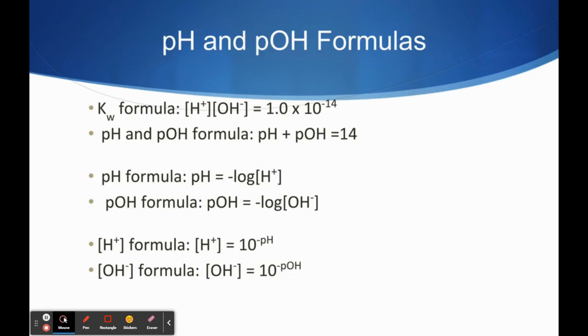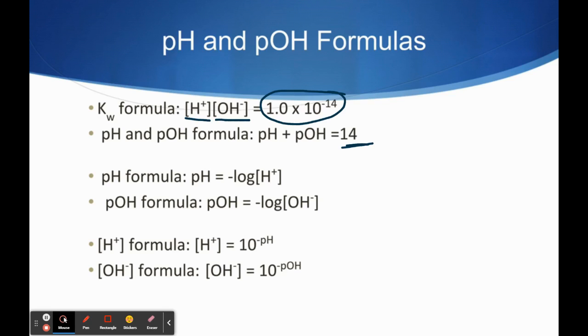So now you will need to be able to calculate pH and pOH, or even the H+ concentration or OH- concentration. These are the 6 formulas that we have. They will be available to you. You will not have to memorize them. So let's talk about them. If you multiply the H+ concentration by the OH- concentration, you should get a constant. So this number will always be the same. It will never change. And then the pH plus the pOH of a substance will equal 14. That number will always be a constant as well.